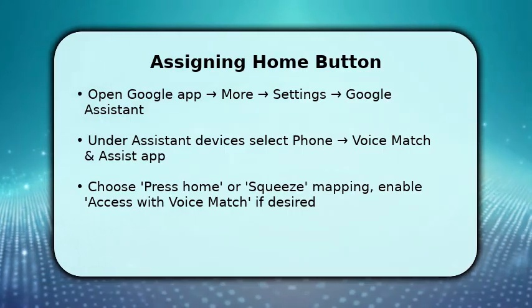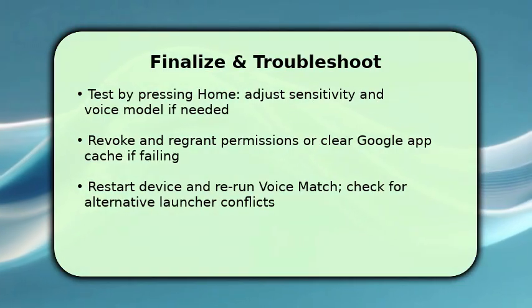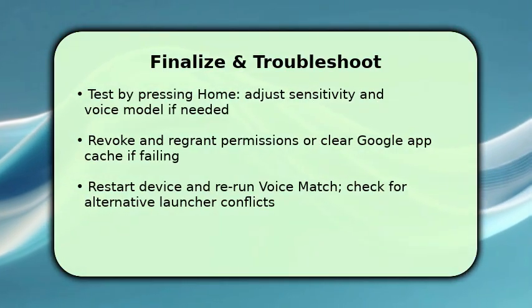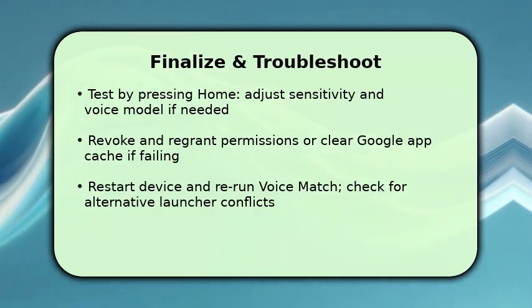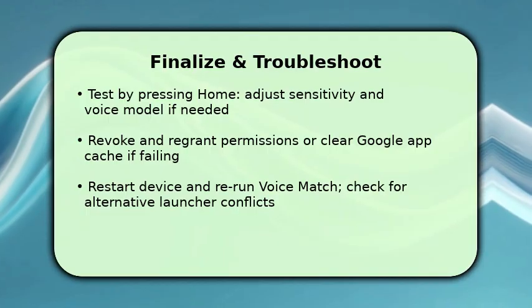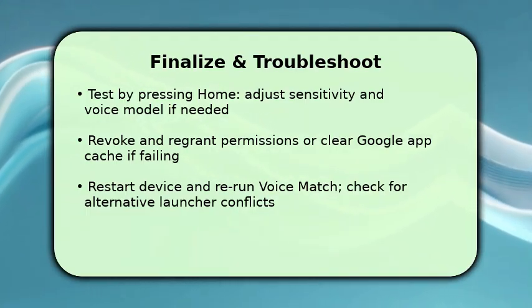This determines how you invoke Assistant. To finish, test the Home button trigger and walk through the Assistant setup prompts. Retrain voice match if recognition is off. If Assistant doesn't appear, clear the Google app cache or revoke and regrant microphone and Assist permissions. This fixes many permission glitches.